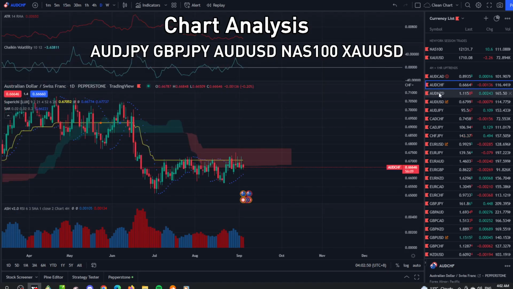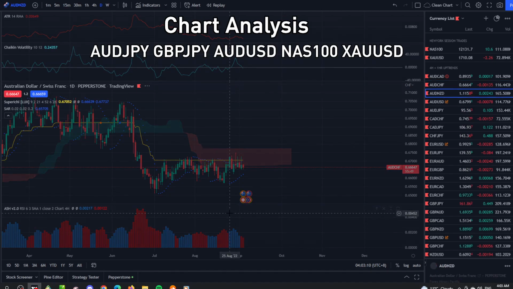As we move on to the Aussie Swiss, that's already in a downtrend. Is it a strong one? Not really. I would say this is more ranging. If I was to check with the range indicator, it would tell me that it's ranging as well. So this is clearly ranging, as we see here. So don't do any movements there.